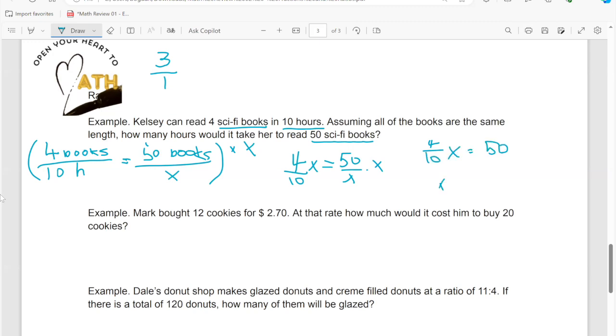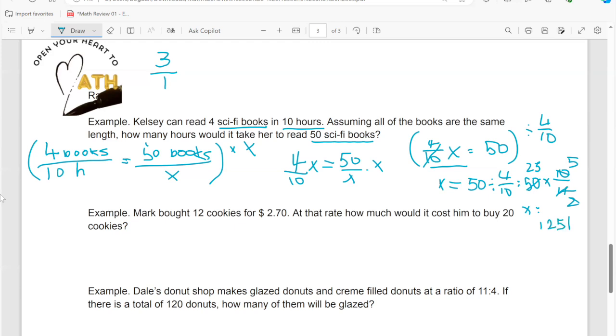x is equal to, we have to divide both sides by 4 over 10. So if I divide the left side by 4 over 10, that will become 1. So x equals 50 divided by 4 over 10. So division, remember inverse, so 50 times 10 over 4. That means x is going to equal, let's do 25. You can do it in your calculators. It'll be 125 hours to finish 50 sci-fi books.